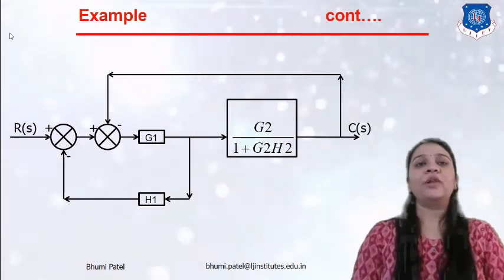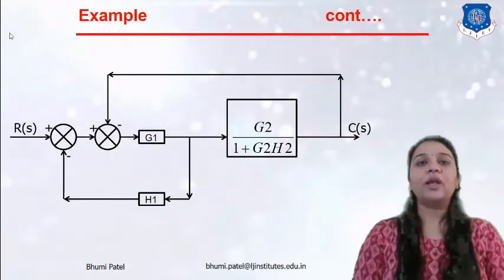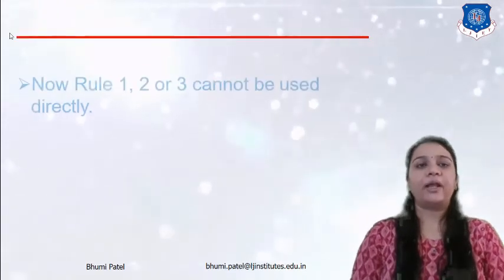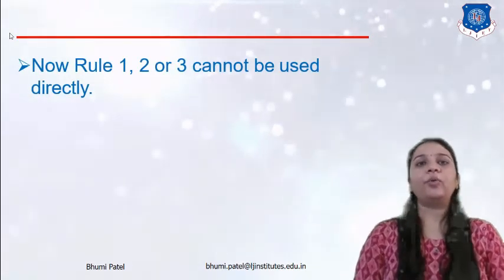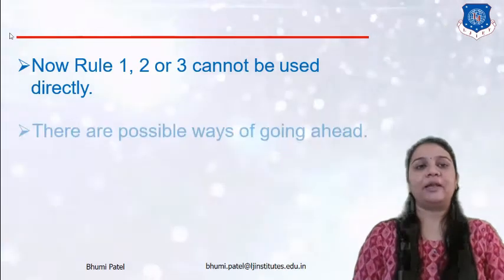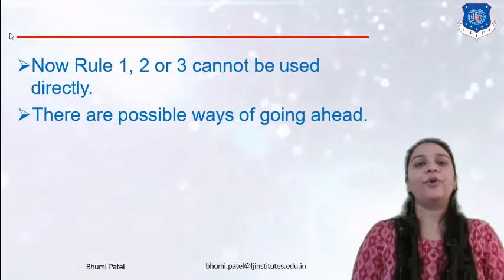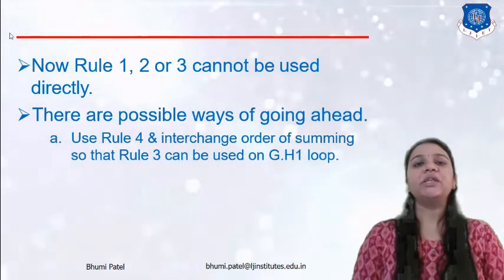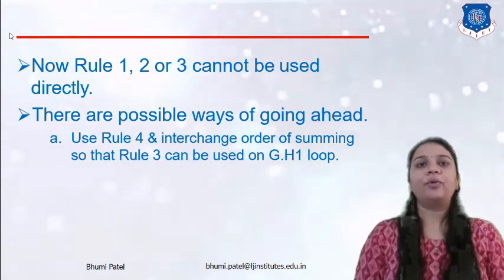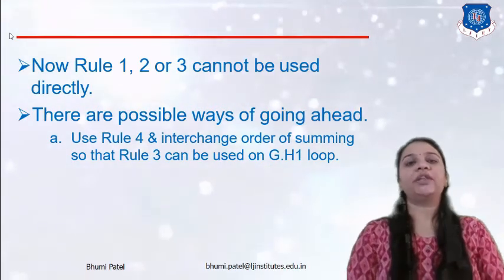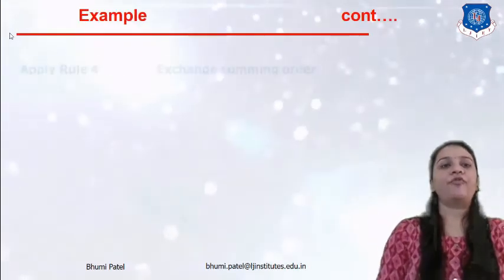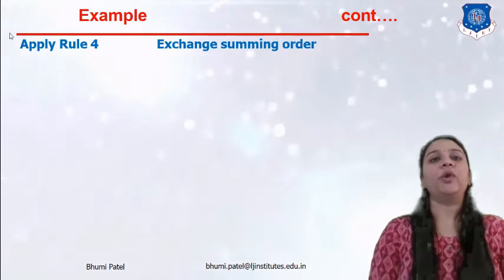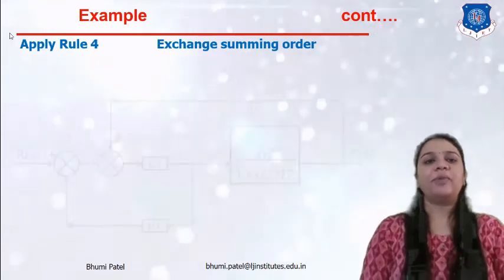Now the next rule is not applied directly. Rules number 1, 2 and 3 cannot be used directly. There is a possible way to go ahead: use rule number 4, interchange the summing points, so that rule number 3 can be used for the G1 and H1 loop. So for that we apply rule number 4, exchanging the summing points.